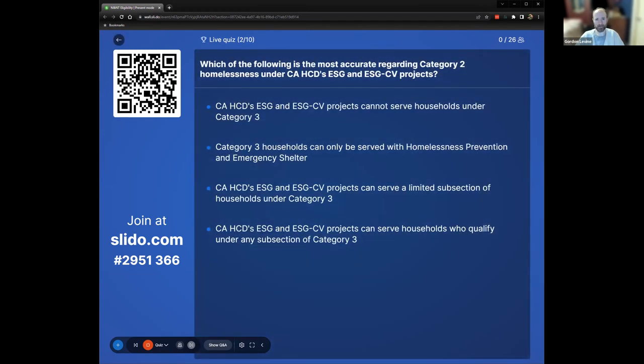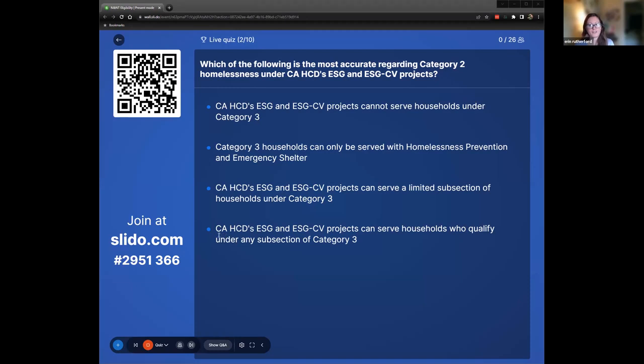Next up, Erin. Our next question is, which of the following is the most accurate regarding category two homelessness under California HCD's ESG and ESGCV projects? First answer, California HCD's ESG and ESGCV projects cannot serve households under category three. Category three households can only be served with homelessness prevention and emergency shelter. Second, they can serve a limited subsection of households under category three. Or third, they can serve households who qualify under any subsection of category three.